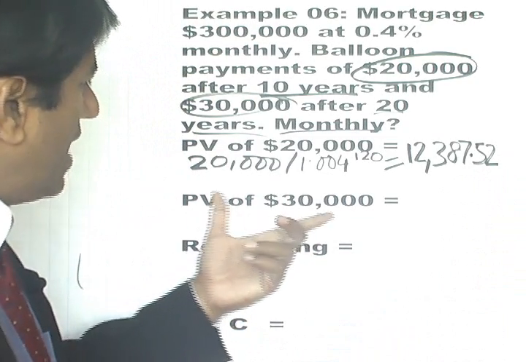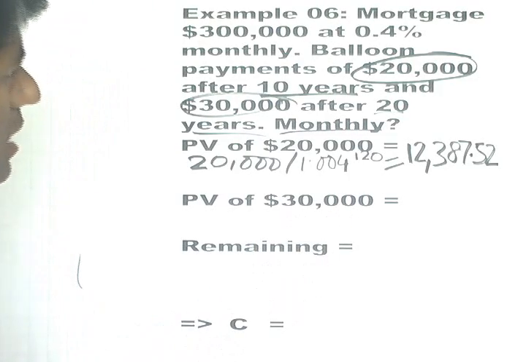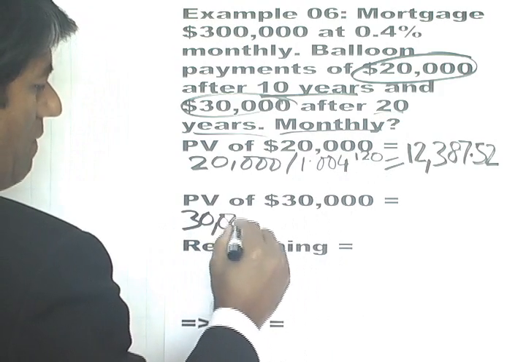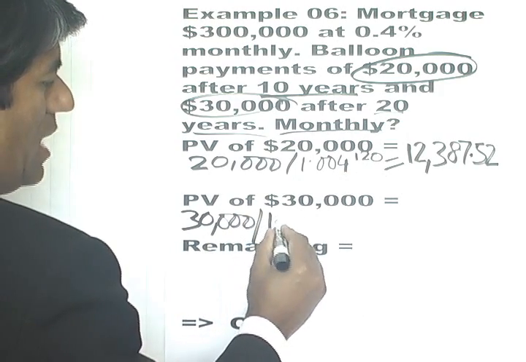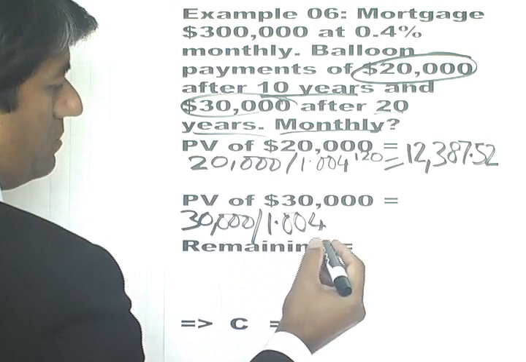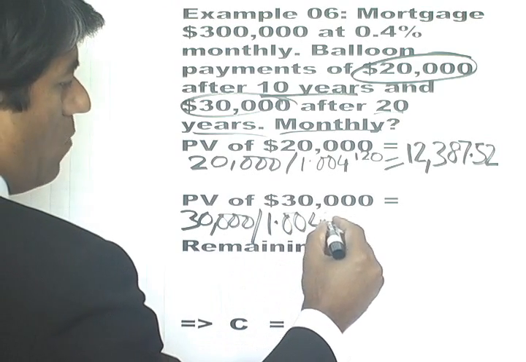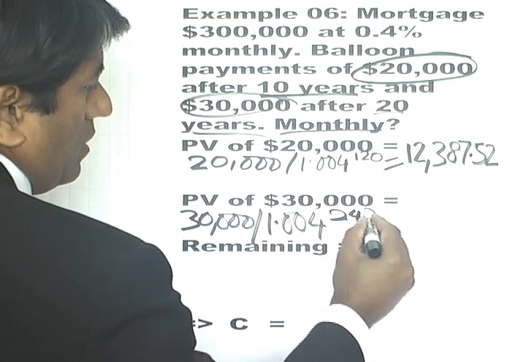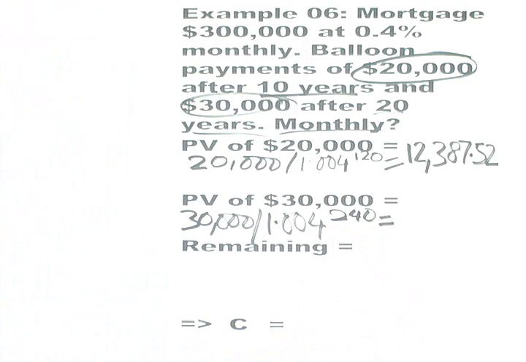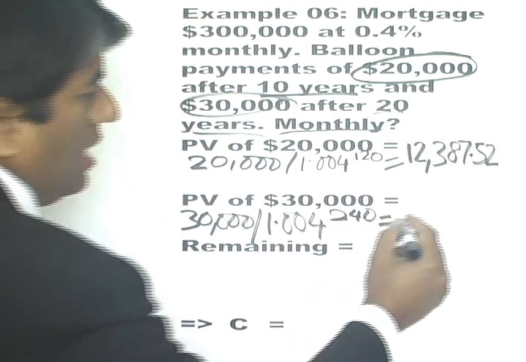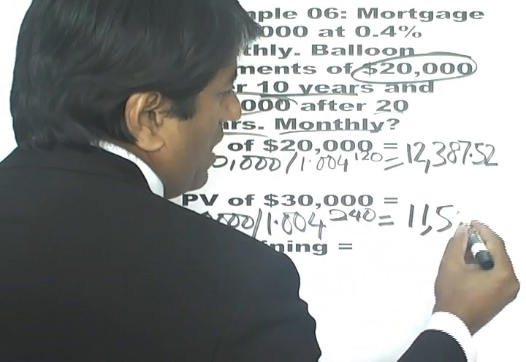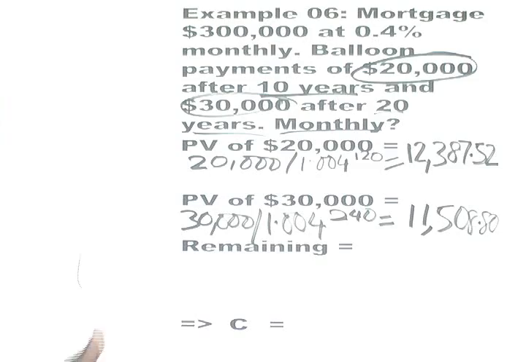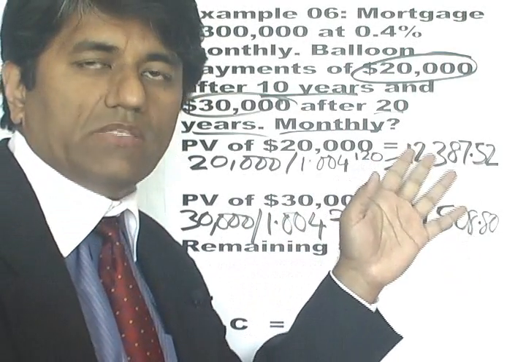The present value of the $30,000 balloon payment, which is made after 20 years, is going to be 30,000 divided by 1.004 to the power 240. And that will equal 11,508.80. So we have these two balloon payments which have these present values.